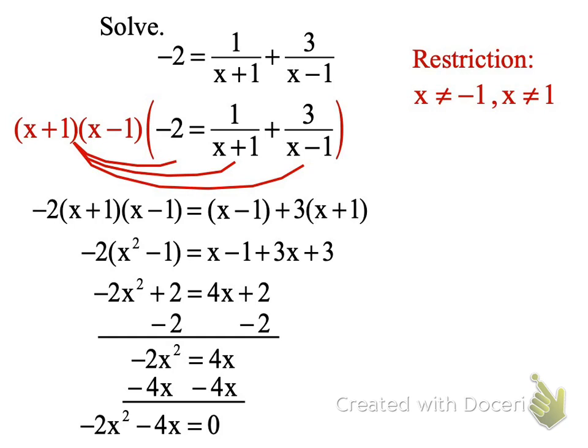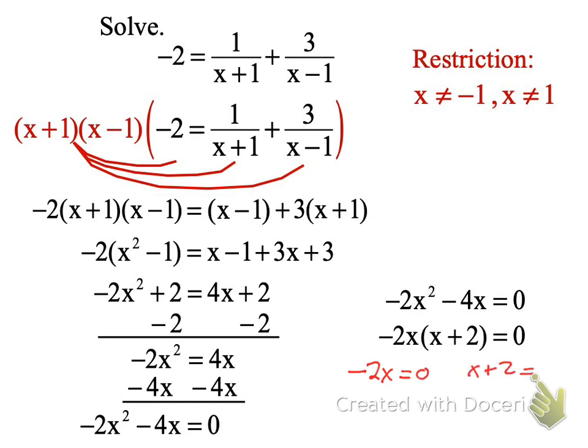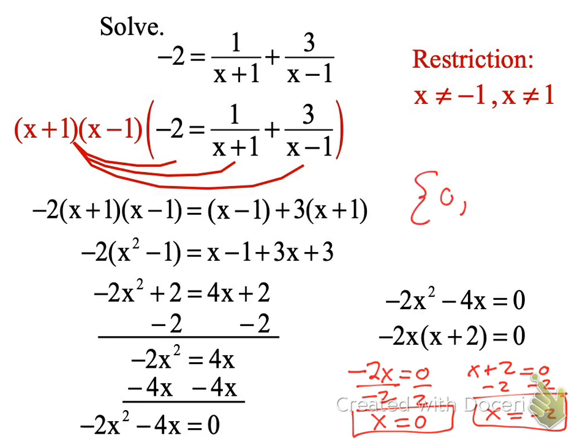What can I factor here? You can factor out a negative 2x. Negative 2x times x plus 2, set them both equal to 0. Negative 2x equals 0. X plus 2 equals 0. Divide by negative 2. X is equal to 0. Subtract 2. Does this match our restrictions? So we have two solutions that work, right? 0 and negative 2. Questions?